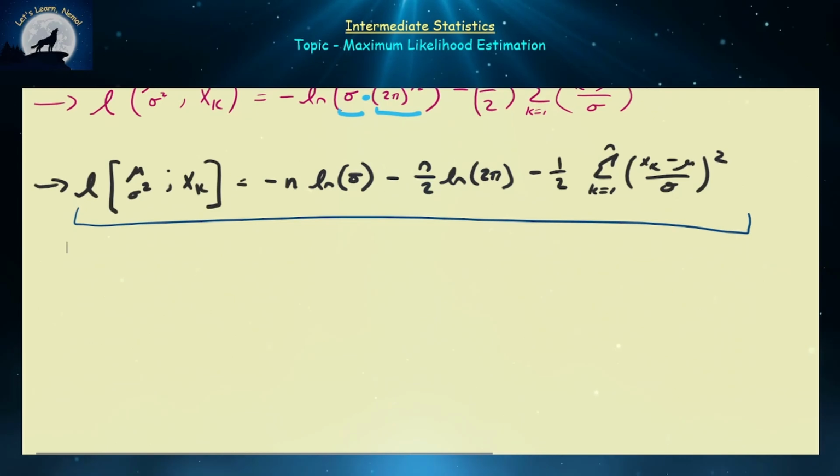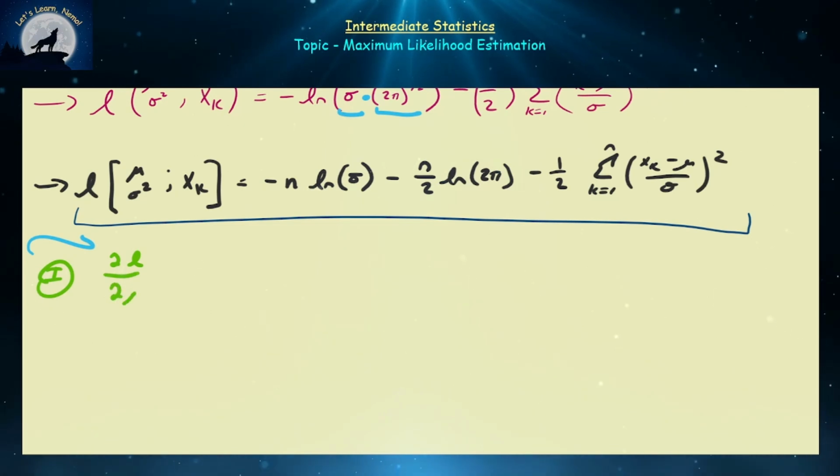Now we want to optimize it. So we want to optimize it with respect to mu, and we also want to optimize it with respect to sigma squared, or rather, with respect to sigma. So we're going to be doing two partial derivatives here. So let's just break this up. Number 1, let's take the partial derivative of L with respect to mu first.